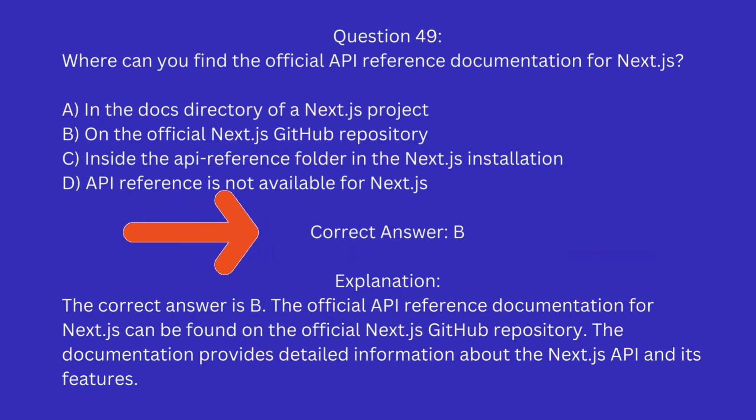Correct answer, B. Explanation. The correct answer is B. The official API reference documentation for Next.js can be found on the official Next.js GitHub repository. The documentation provides detailed information about the Next.js API and its features.